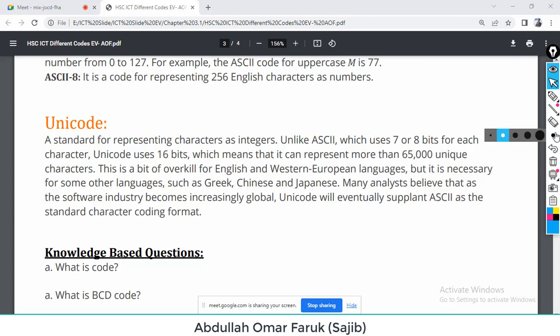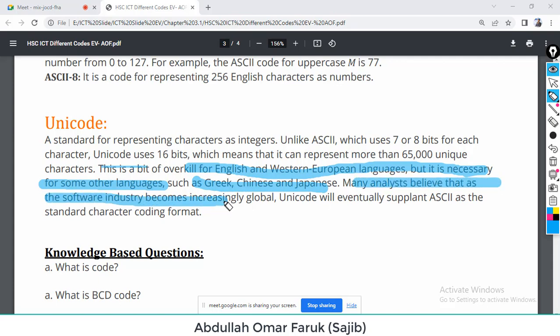This is the most important part. This is a bit of an overkill for English and Western European languages, but it is necessary for some other languages such as Greek, Chinese, Japanese. Many analysts believe that as the software industry becomes increasingly global, Unicode will eventually replace ASCII as the standard character coding format. So ASCII is basically 8 bits, and Unicode is 16 bits. Okay, so this is all about our lesson.